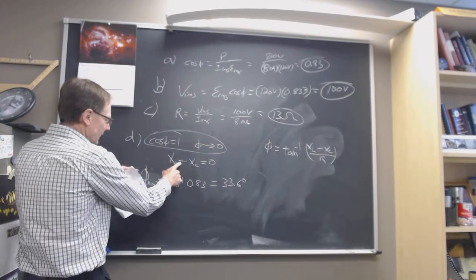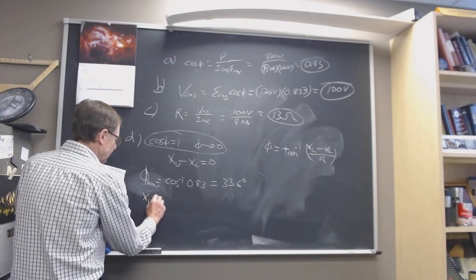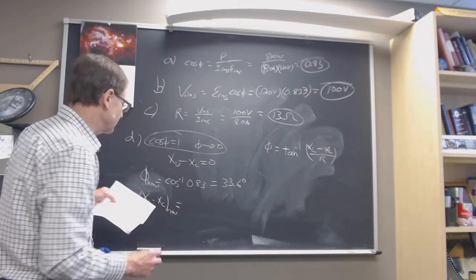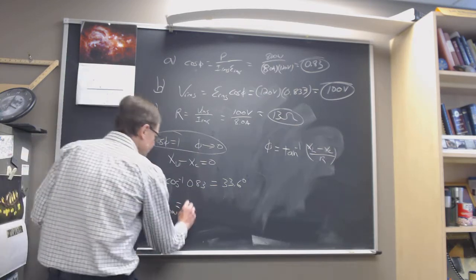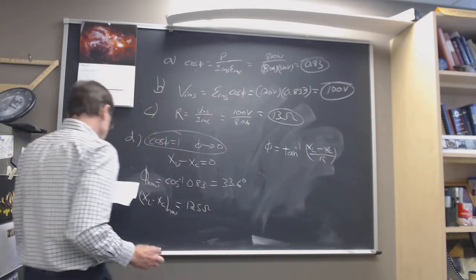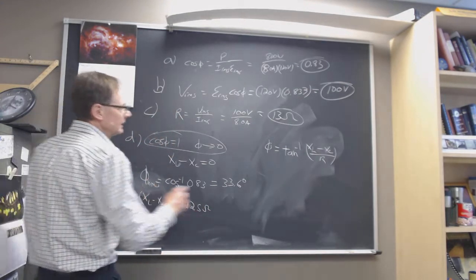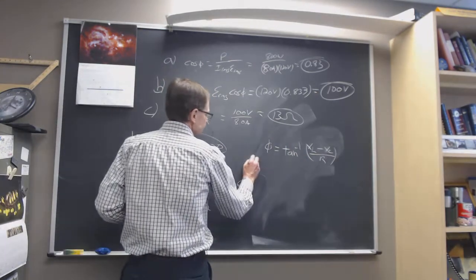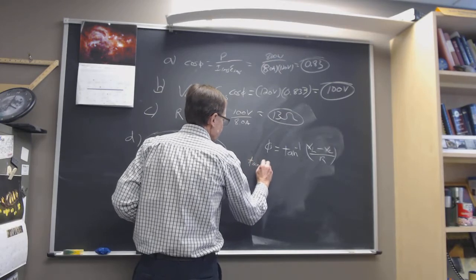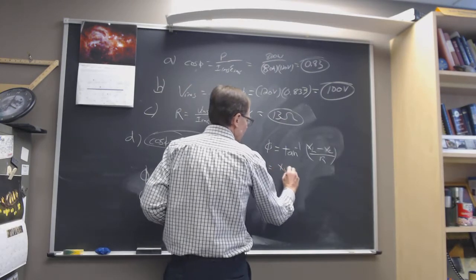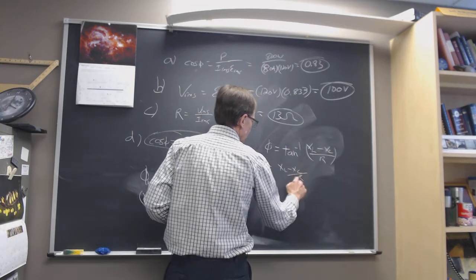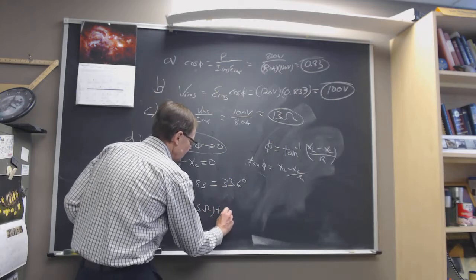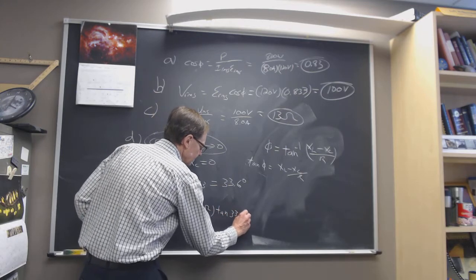We can then come up here and say, now, before we add any capacitance to the circuit, x sub L minus x sub C is 12.5 ohms. We're doing this because tangent of phi is equal to x sub L minus x sub C over R. So we're bringing this R up to the other side. That's R times tangent of 33.6 degrees.